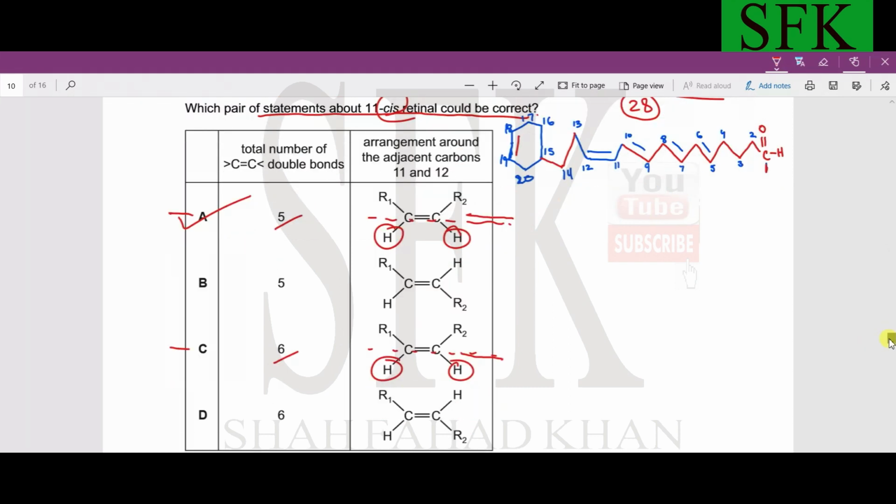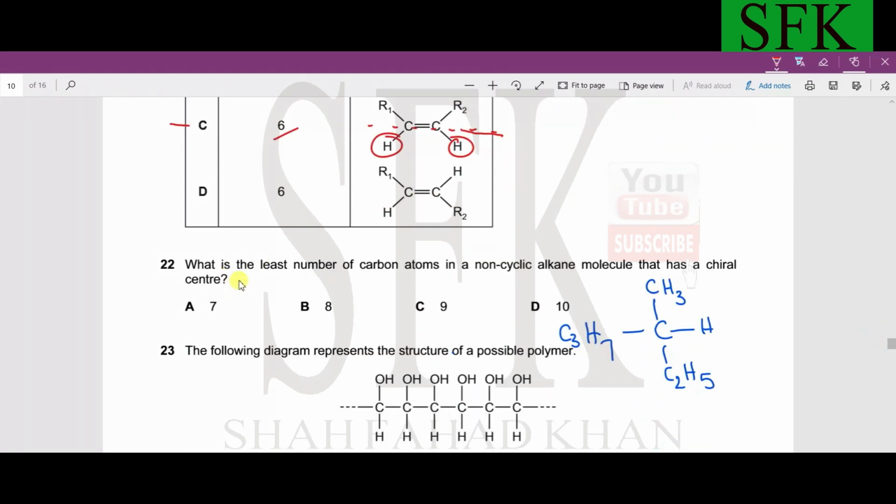Then moving on to the next part, MCQ number 22. What is the least number of carbon atoms in a non-cyclic alkane molecule that has a chiral center? The definition of a chiral center is a carbon atom bonded to four different atoms or groups of atoms. So if this is our carbon atom, let's try making out four different groups of atoms, and this is a hydrocarbon because it's an alkane.